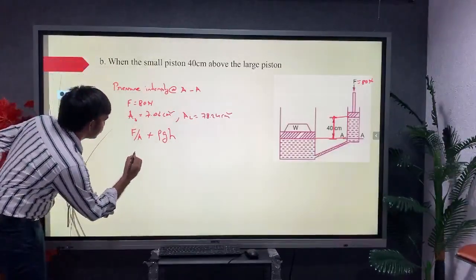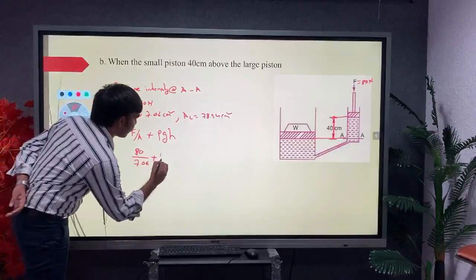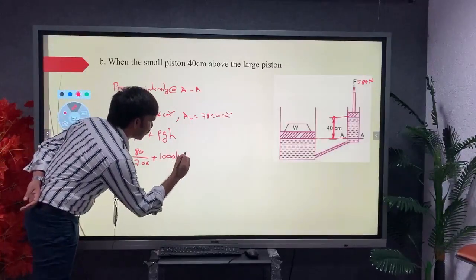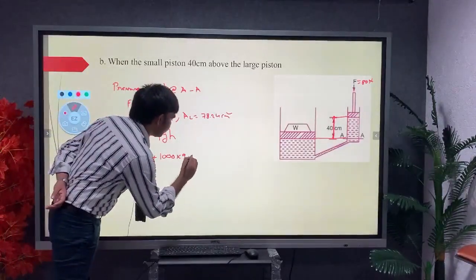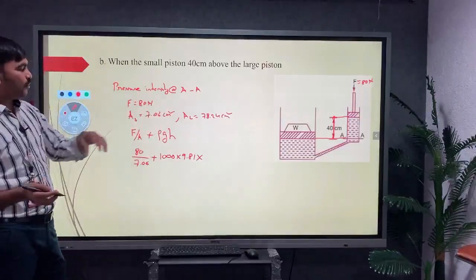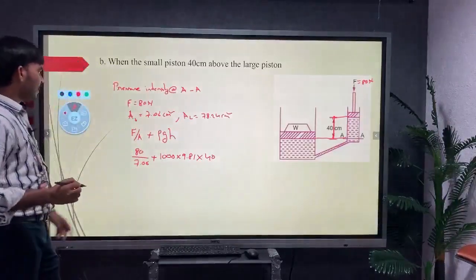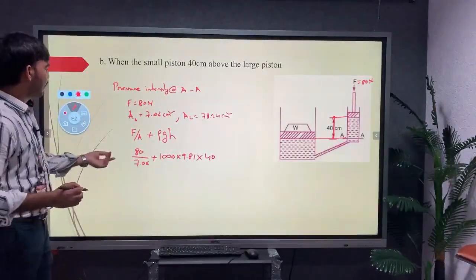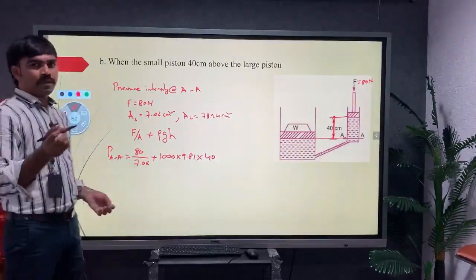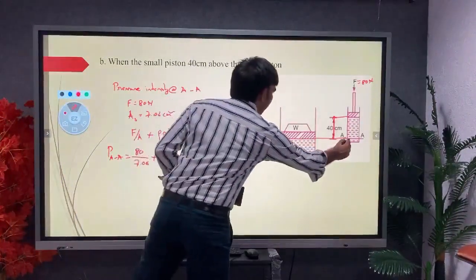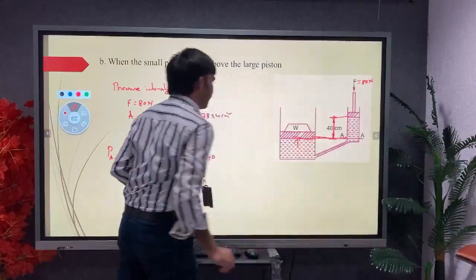F by A, so 80 by 7.06 plus the density of the fluid already given in the problem, 1000 kg per meter cube. That means it is water. Now what is g? We will assume 9.81, and h, the head of the liquid, is 40 centimeters. So we will use 40. Now we will get the pressure at AA. According to Pascal's law, at the horizontal surface the pressure intensity is the same, right? So the same pressure will be applied here.